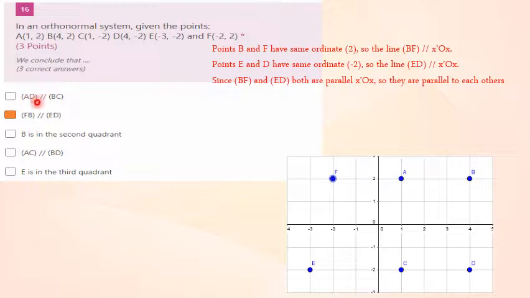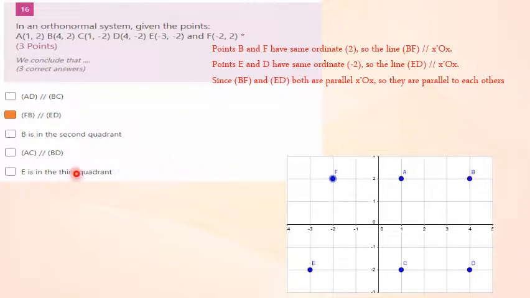Okay, the first option, AD parallel to BC, this is AD and this is BC. Are they parallel? No, they are intersecting, so the first one is not correct. Next one. B is in the second quadrant. Here is point B. It's in the first quadrant, not in the second.